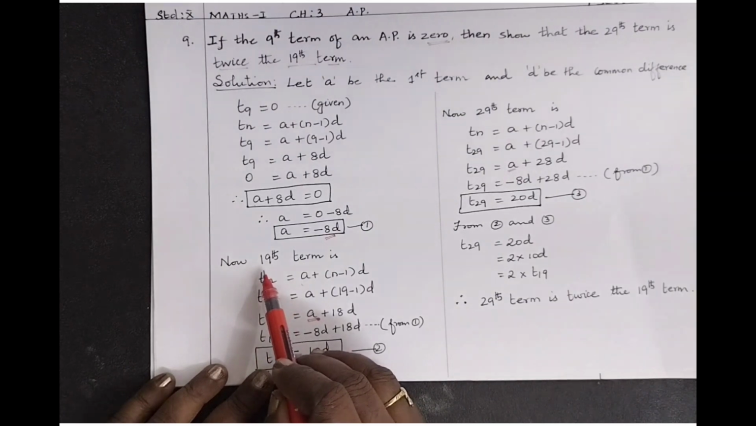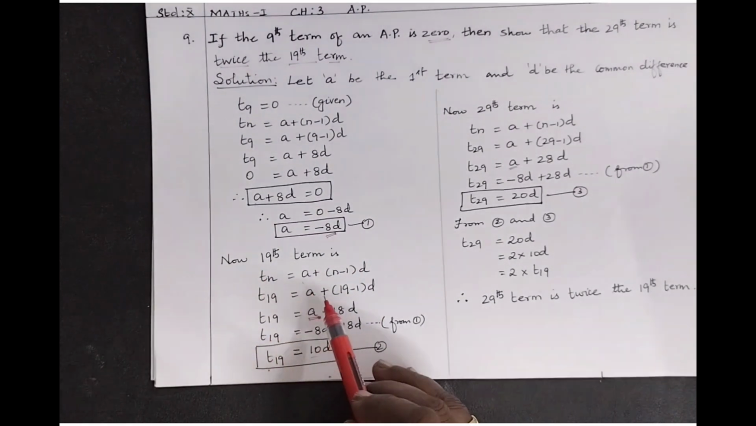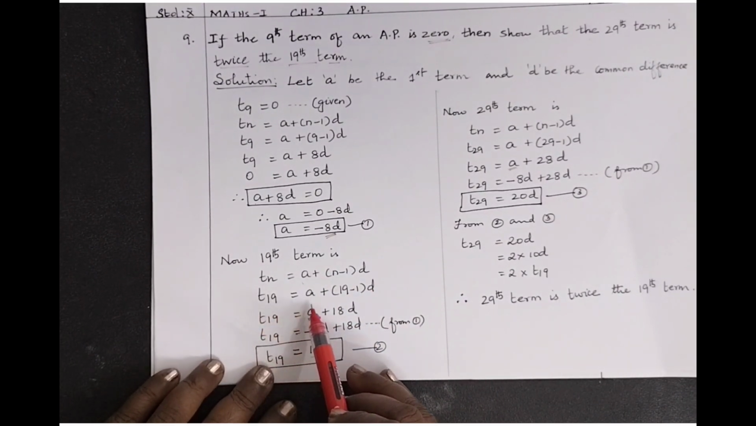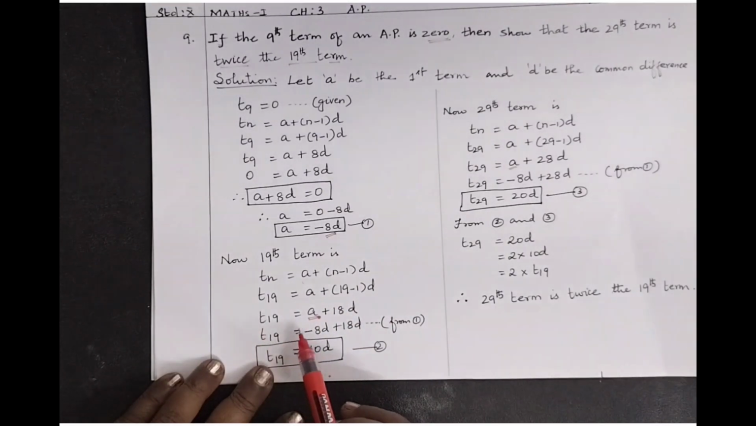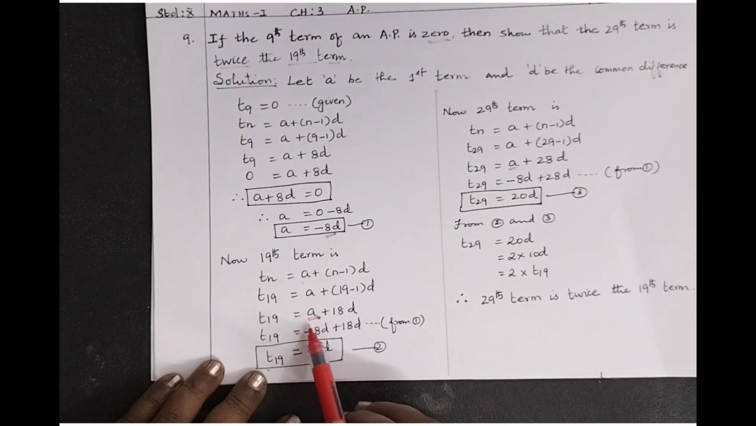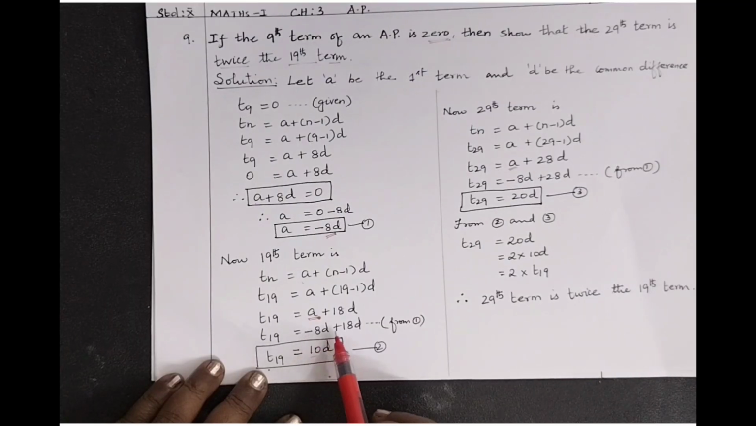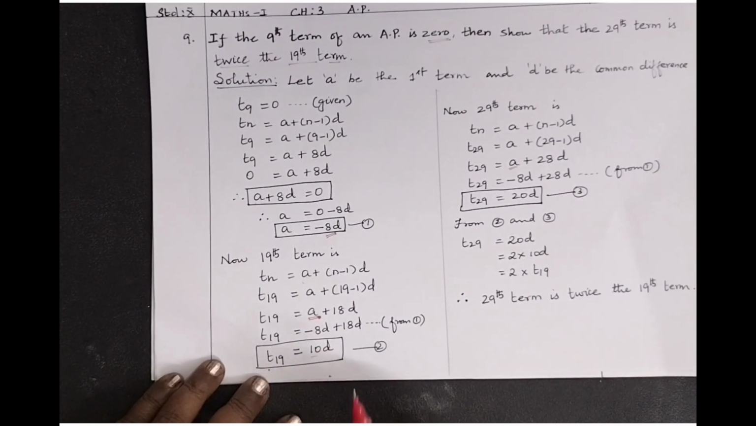Now 19th term, Tn is equal to a plus n minus 1 into d. Therefore T19 is equal to a plus 19 minus 1 into d. So T19 equal to a plus 18d. Now substitute here, a is equal to minus 8d. So minus 8d plus 18d, this is from equation 1. So T19 equal to plus 10d. Let us take this as equation 2.